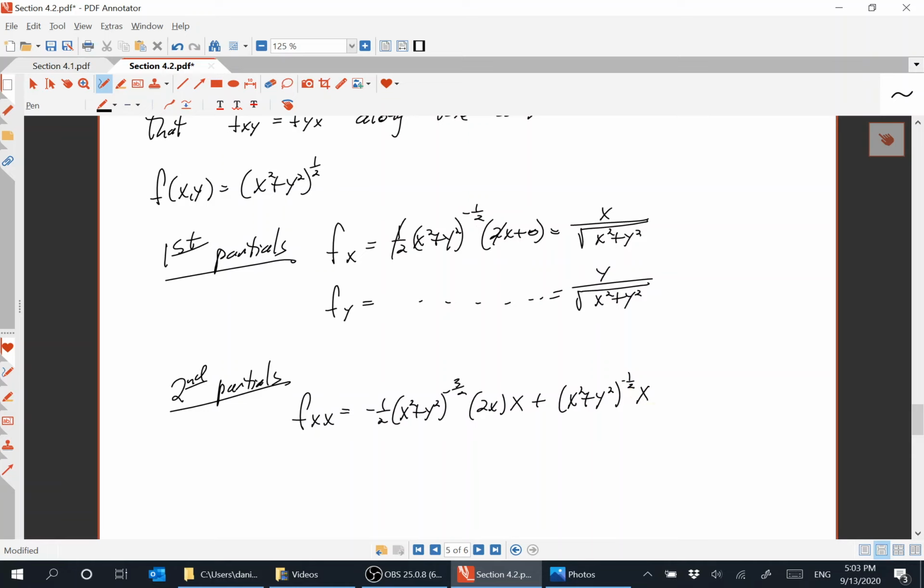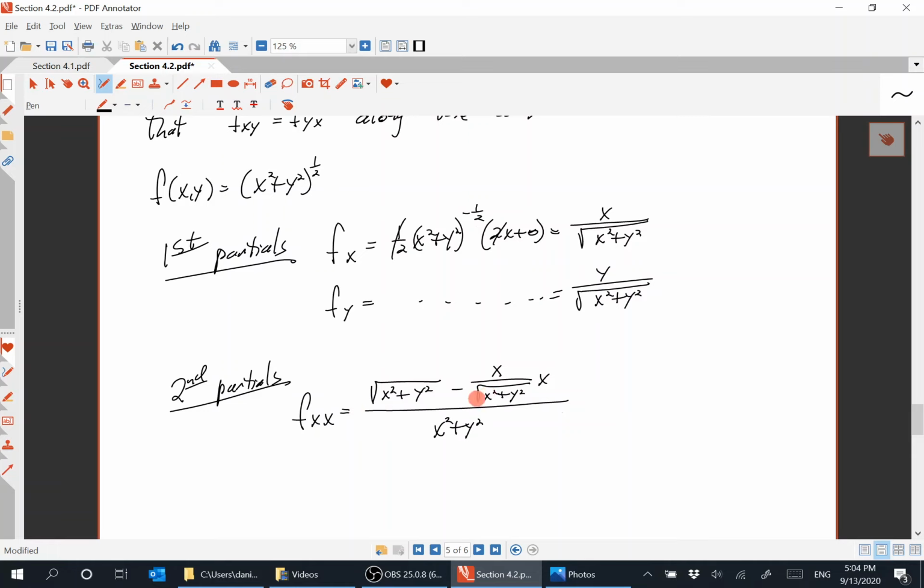Wait. Let me do it a little differently. Let's do it using the quotient rule, I think. It'll be a little easier. The derivative of the top times the bottom minus the derivative of the bottom, so that's square root of x squared plus y squared, and the derivative of that with respect to x, times the top, which is x, over the bottom squared, which is just x squared plus y squared.